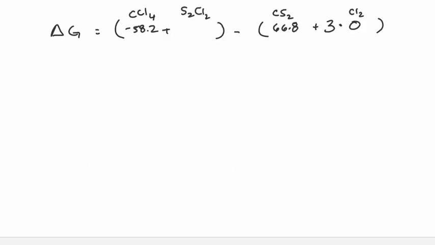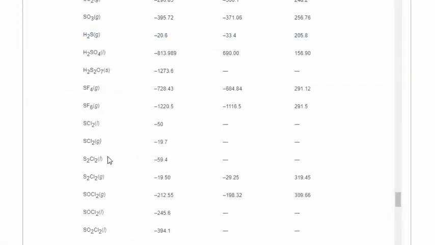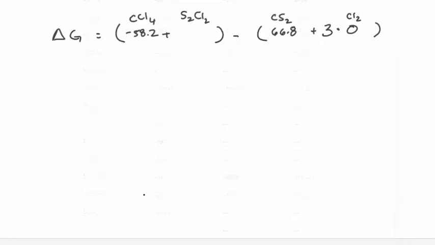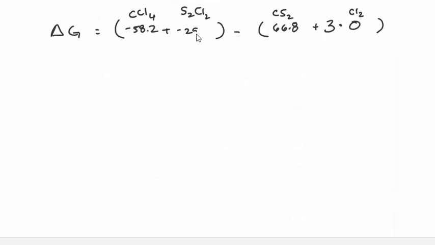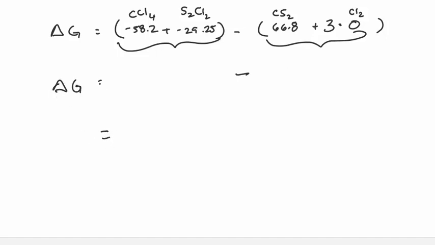I need the gaseous form. And it's a good thing I need the gaseous form because the liquid doesn't have a delta G associated with it. So we have a negative 29.25. So now I'm going to add these things together and then subtract them. And overall, I get a negative 154.25. Now the units here are in kilojoules or kilojoules per mole.